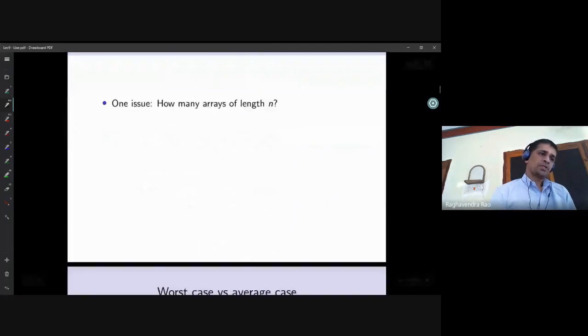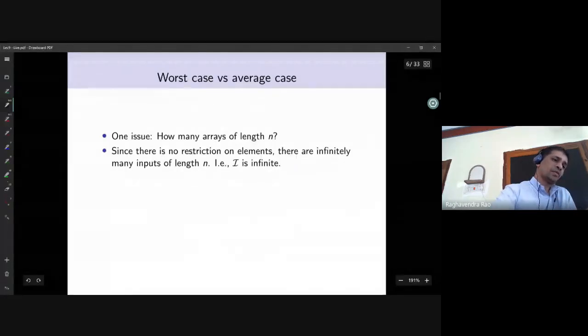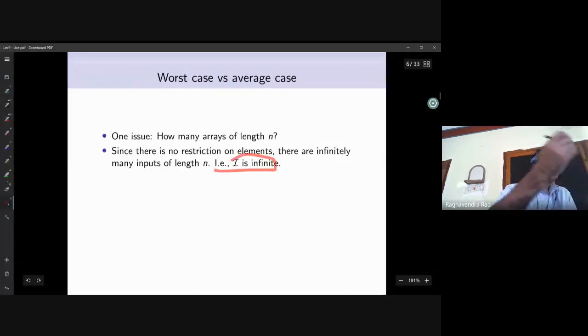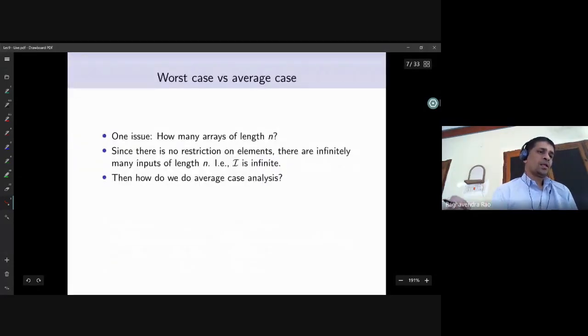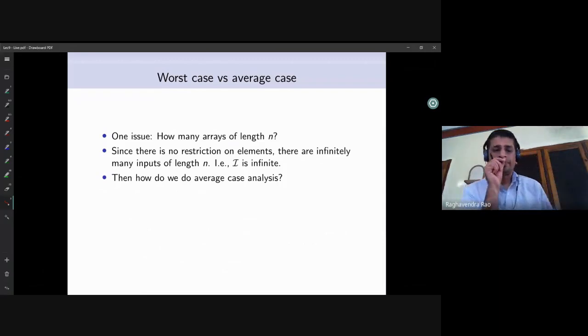So this is exactly what I said. Since there is no restriction on the elements, there are infinitely many inputs of length n. Or in other words, I is infinite. So how do we do average case analysis? Before I move to the next slide, I'll wait a minute to hear from you. What do you think could be the way out? Any thoughts?